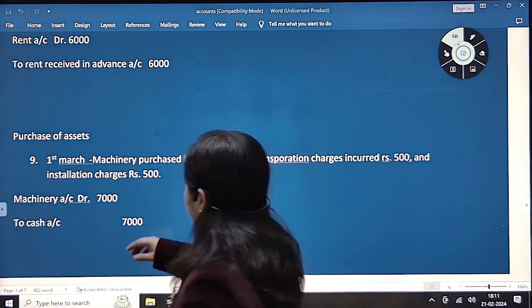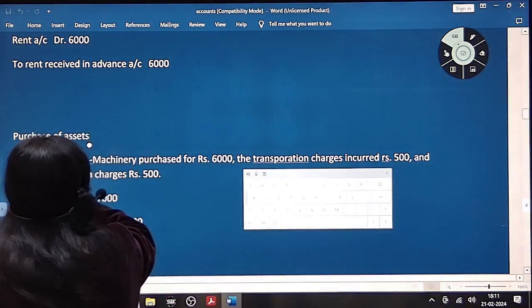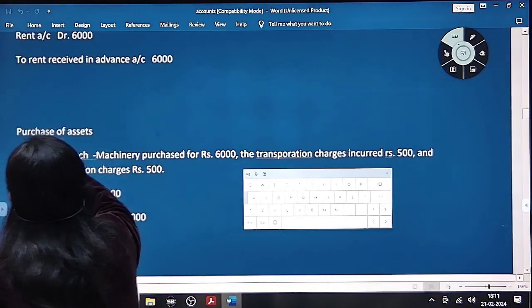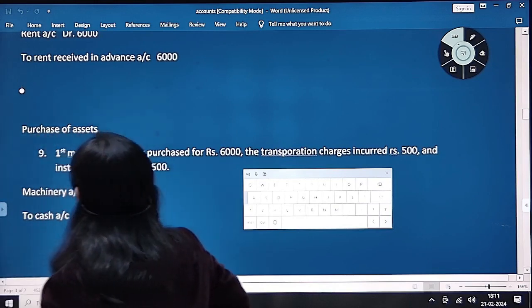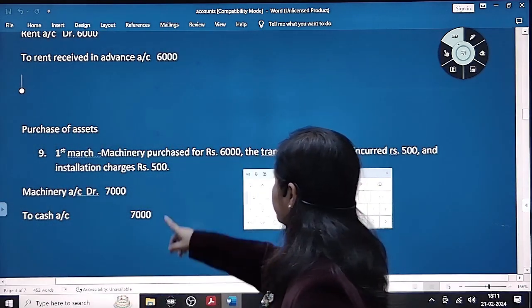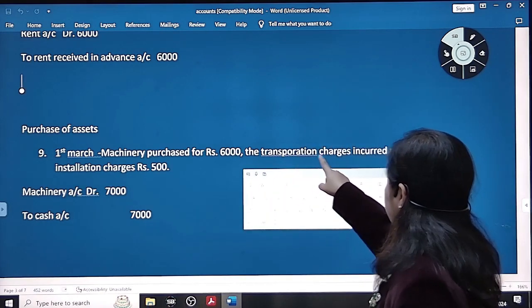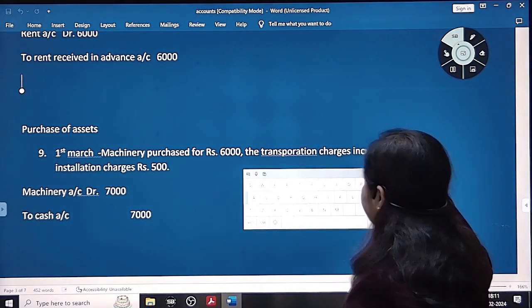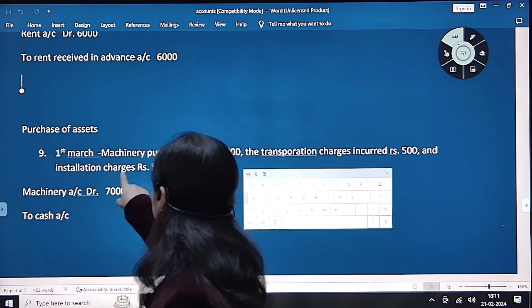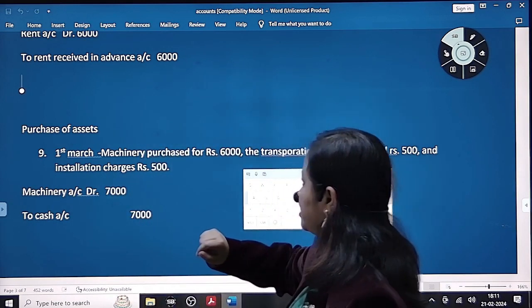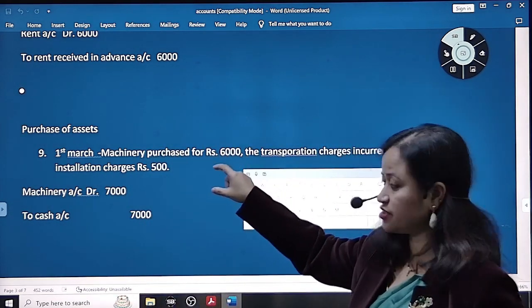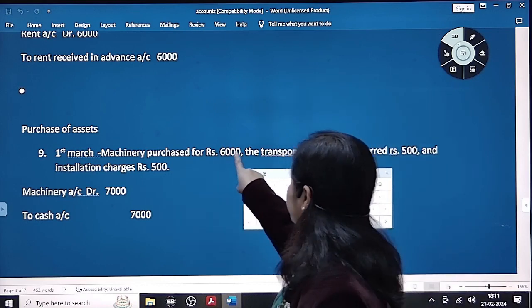Okay, so here, purchase of accounts, you can see. The entry is for 1st March, machinery purchase for rupees 6,000. The transportation charges incurred rupees 500 and installation charges rupees 500. So in this transaction, machinery is purchased for 6,000.